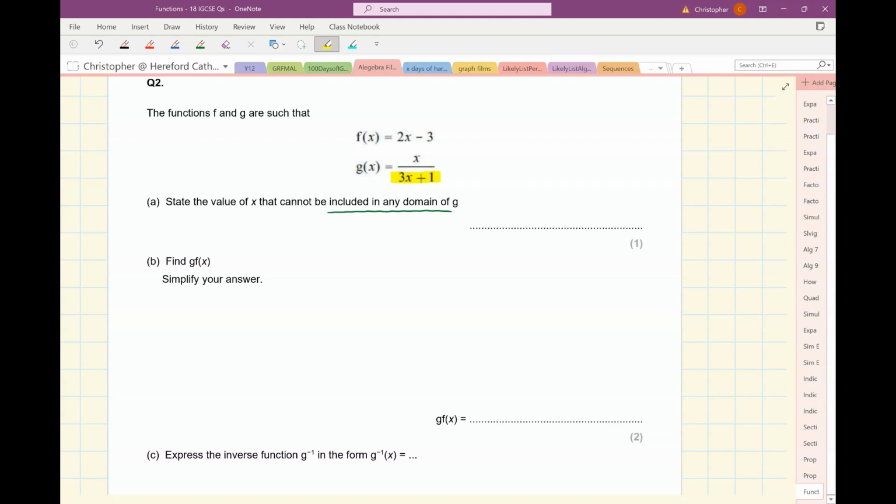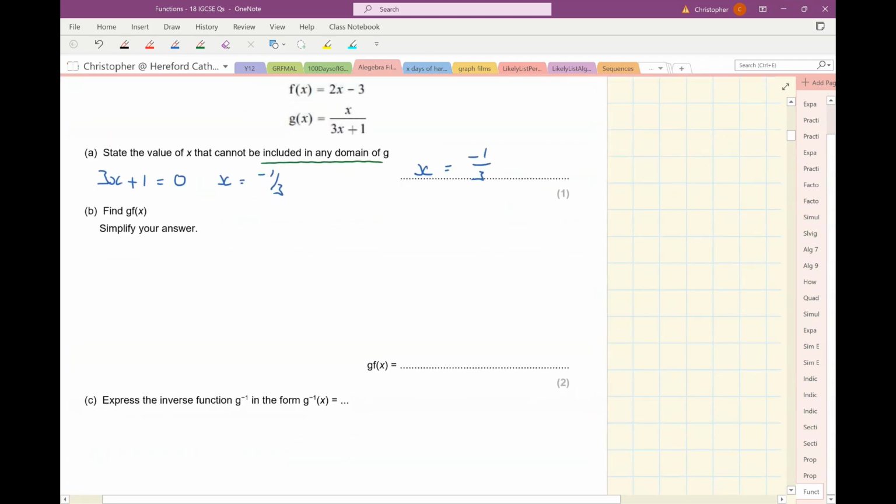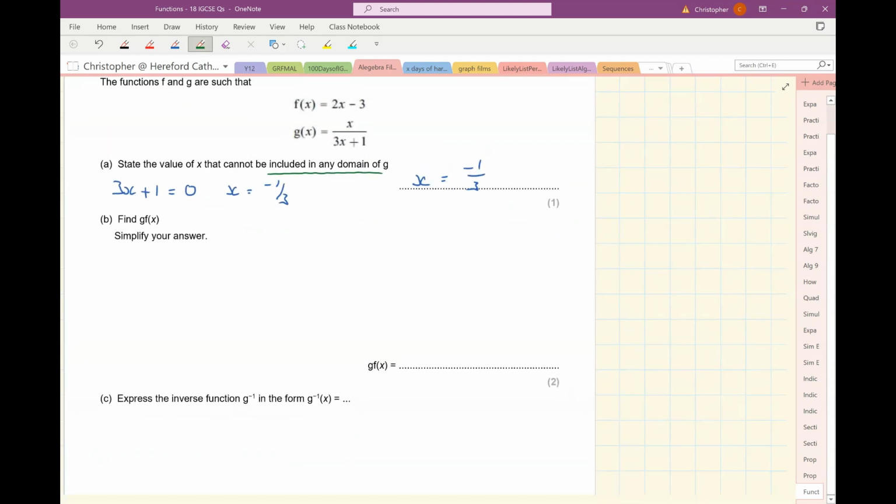So the value of x we're looking for is the value of x which makes that denominator equal 0, which is, of course, x equals minus a third. So that's the value of x which cannot be included in any domain of g. Part B. Find gf of x. What we're going to do here is we're going to start with x. We're going to f it first, and then we're going to g the result.